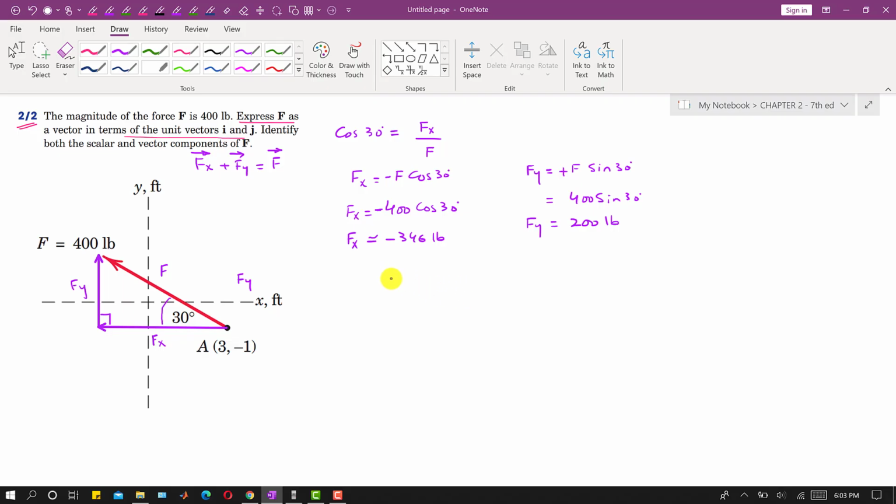So now to express this force F in terms of unit vectors i and j, we can write that this force F will be equal to f of x i plus f of y j, right? So then we can write that f of x is minus 346 i plus 200 j. So this is the force F in terms of i and j vectors, right? So this is also known as the Cartesian vector representation of this force F, right?